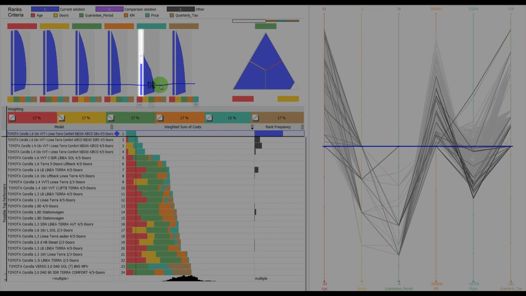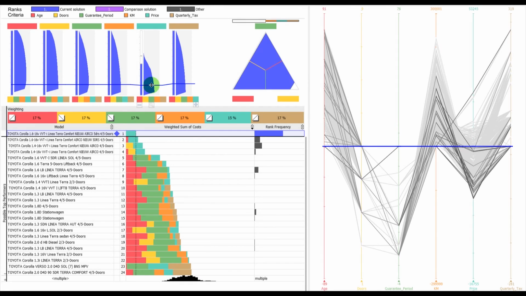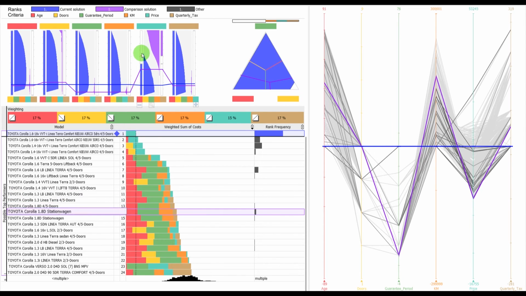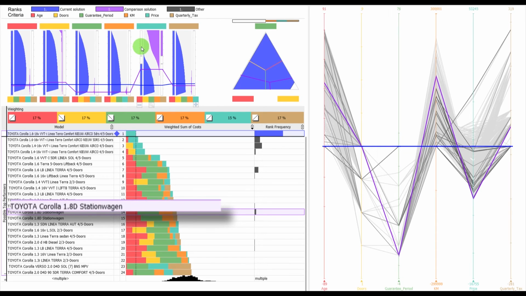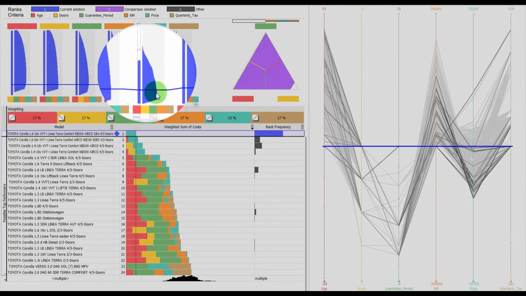The left part indicates at which weights the best ranking car would change. We can now see that the best ranking car would switch to a Corolla 1.8D if we put more than 50% of the weight on price, and that a Corolla 1.8D station wagon would rank first if we further increase the weight to 60%. The blue histogram in the middle of the trade-off shows for how many possible combinations of weights this car ranks best.